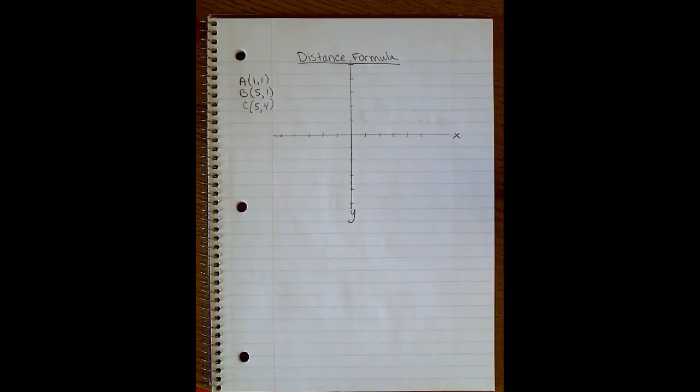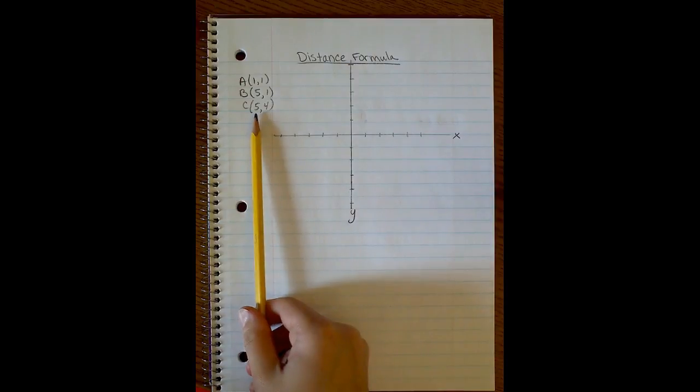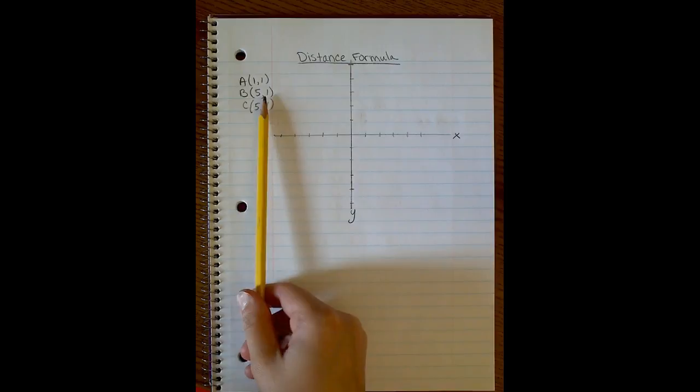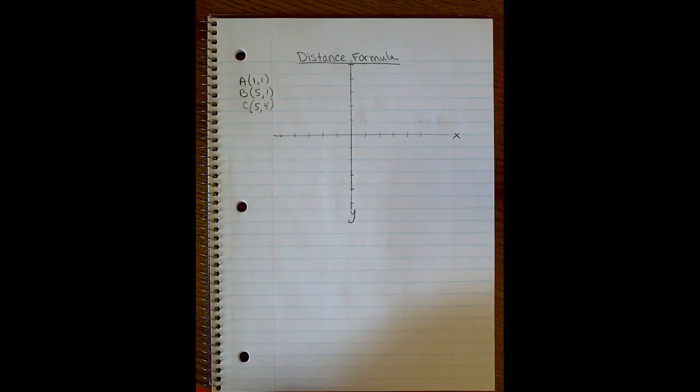I'd like you to go ahead and plot the 3 given points, A, B, and C, up here. So this is just a little refresher from last year: 1, 1, 5, 1, 5, 4. Once you have those 3 points plotted, check in with a neighbor, and you should all have the same points.